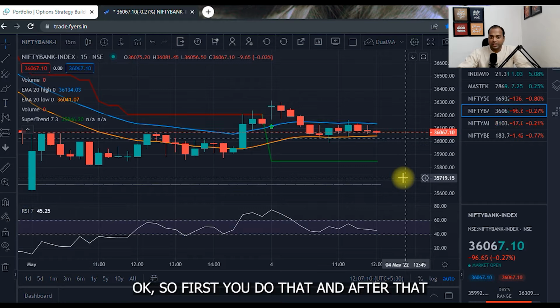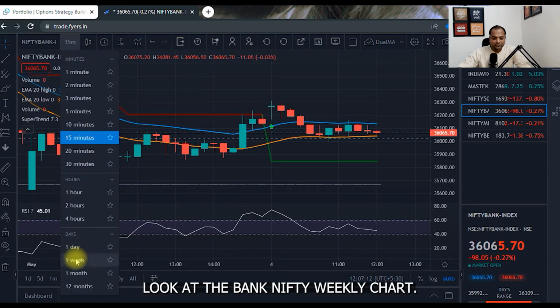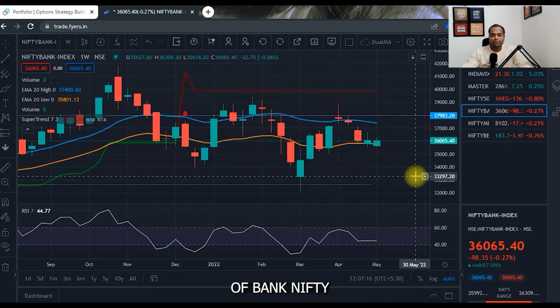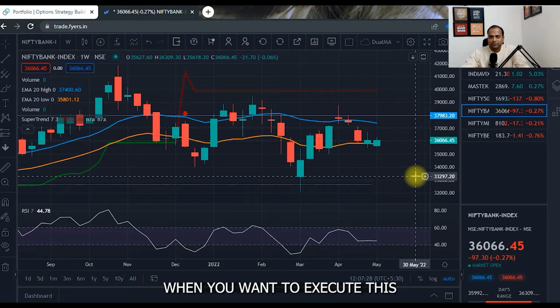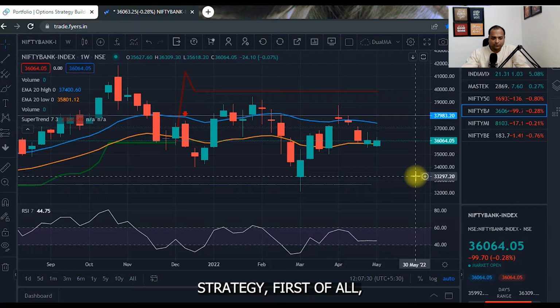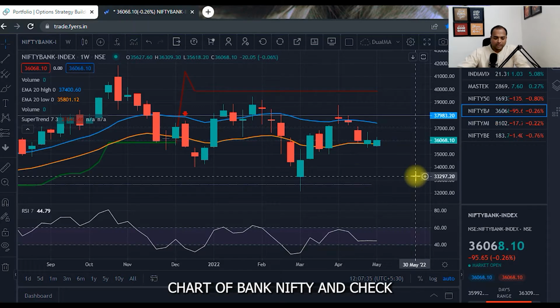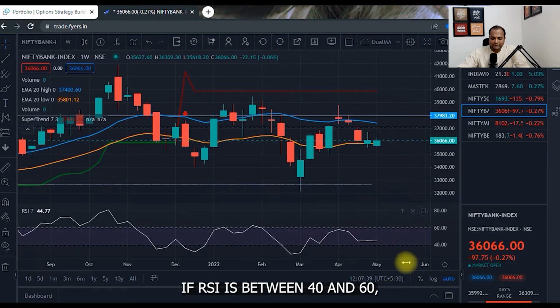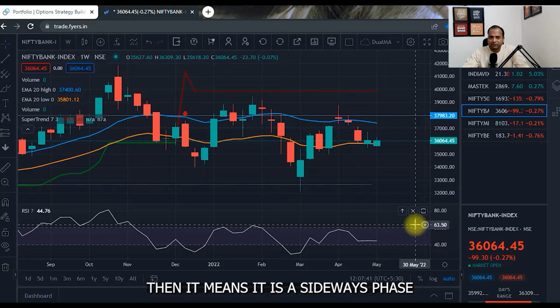Okay, so first you do that, and after that look at the Bank Nifty weekly chart. So this is Bank Nifty and I am looking at the weekly chart of Bank Nifty. This iron condor strategy is to be applied only on the Bank Nifty and no other index or no other instrument, right? So number one step when you want to execute this strategy, first of all check the weekly chart of Bank Nifty and check what is the RSI value. If RSI is between 40 and 60, then it means it is a sideways phase.